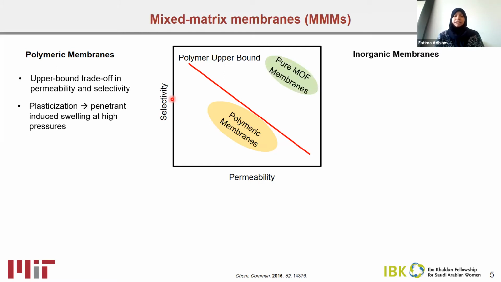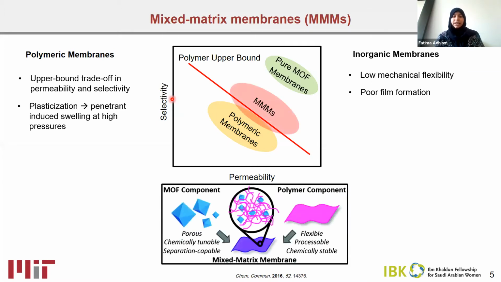On the other hand, a pure MOF membrane can surpass this upper bound. However, this material becomes very fragile if we scale it up to industrial scale, which would result in poor film formation. In a sense, mixing these two components and combining the advantages of the polymer and the MOF component would result in a mixed matrix membrane with good processability, high performance, and resistance to plasticization.